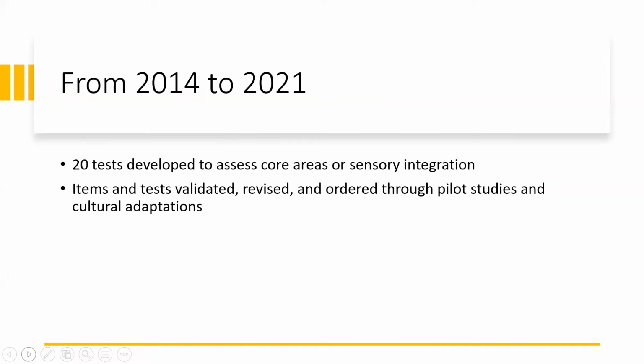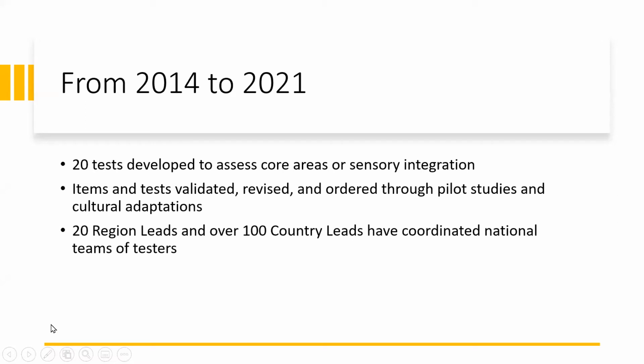In fact, we are waiting any day for a paper on the Spanish adaptation to be published in the American Journal of Occupational Therapy. It's supposed to come out in June. Today's June 1st, so check your mailboxes for that paper coming out anytime now. And we have many other papers in preparation.